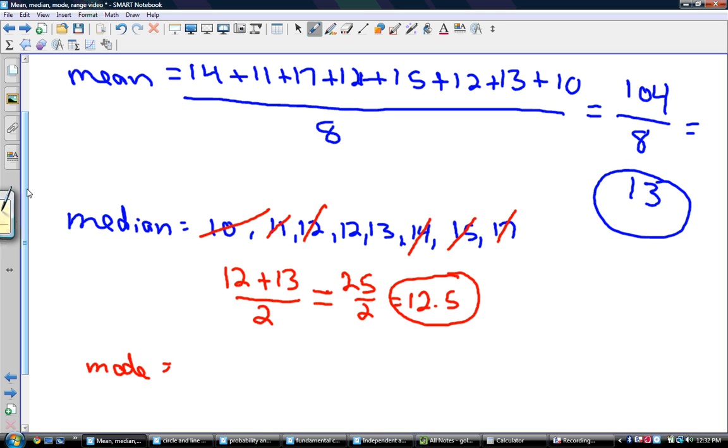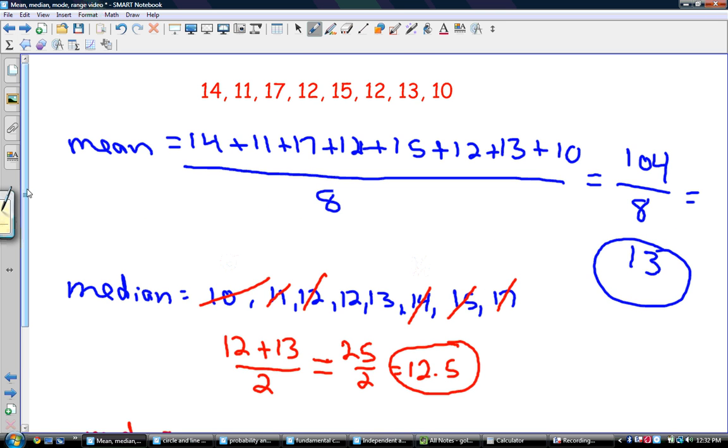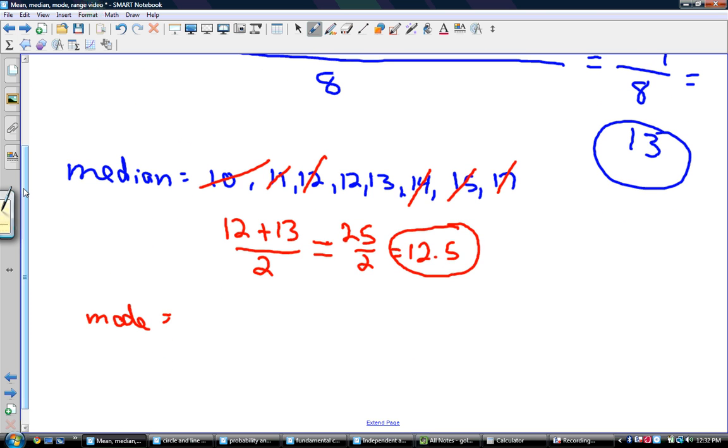So now I look at this data set and see I've got a 14, that's only one. I've only got one 11, 117 there. I have two different 12s. I have 115, 113, and 110. So the only one that shows up more than once is 12, and so that will be my mode. That shows up more often than the rest.